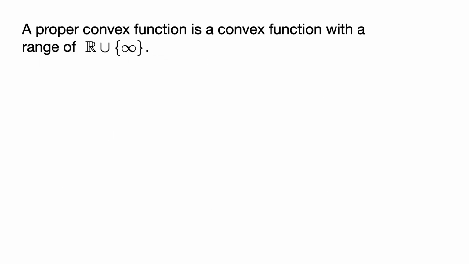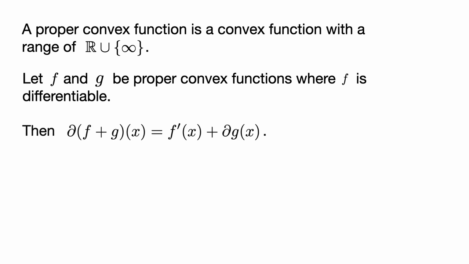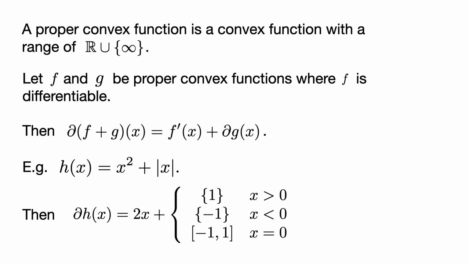Definition: a proper convex function is a convex function with a range of the augmented reals, the real numbers with infinity. Let f and g be proper convex functions where f is differentiable. Then the subdifferential of f plus g evaluated at x is equal to the derivative of f at x plus the subdifferential of g at x. For example, if h of x is equal to x squared plus the magnitude of x, we can call f of x equal to x squared and g of x equal to the magnitude of x, and then the subdifferential of h at x is equal to 2x plus the subdifferential of the magnitude of x.